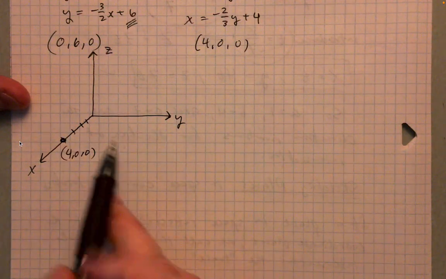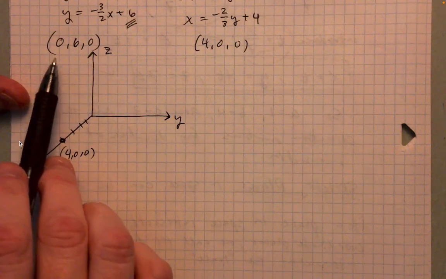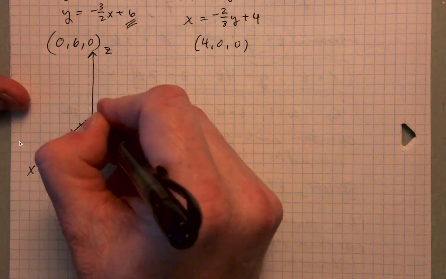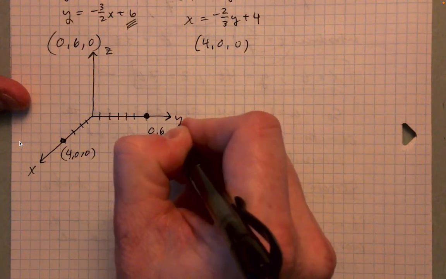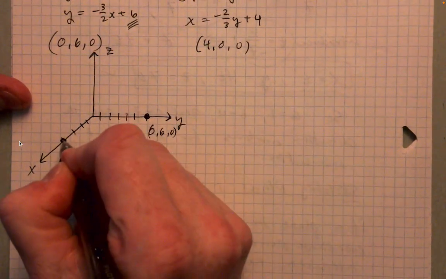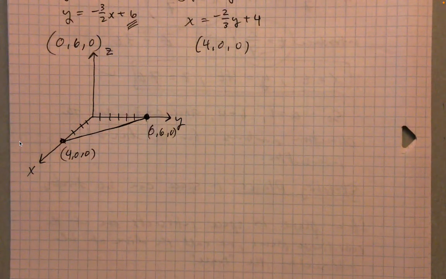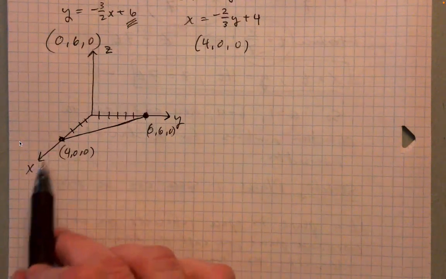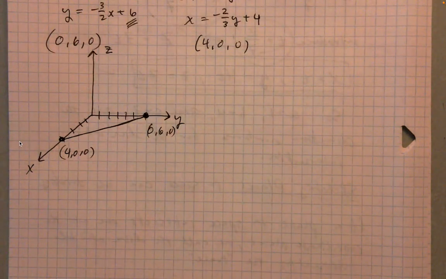4, 0, 0. And the plane I'm interested in intersects the y-axis at 0, 6, 0. So 1, 2, 3, 4, 5, 6, so up here. And so we can draw the trace. Right, so that's the line that intersects the xy plane, right? You can see it's on the xy plane, and so our surface is going to come down and intersect the xy plane along this line.